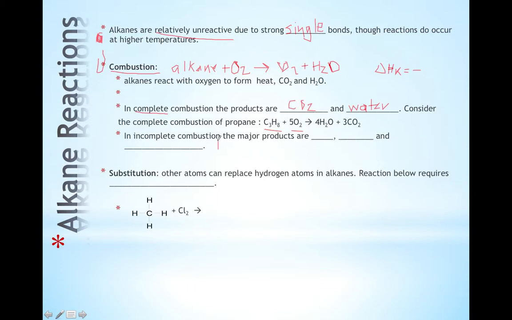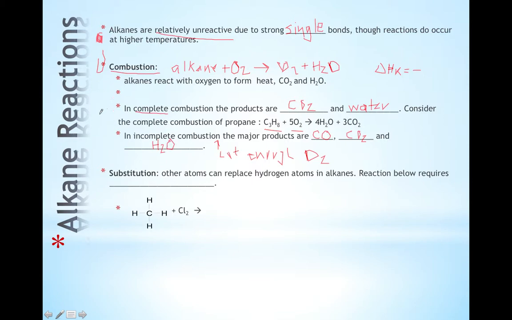Incomplete combustion occurs when there's not enough oxygen. The major products are carbon monoxide, which is a toxic substance, which you know that, carbon dioxide, which we expect to see, and still water in the gaseous form, so water vapor.